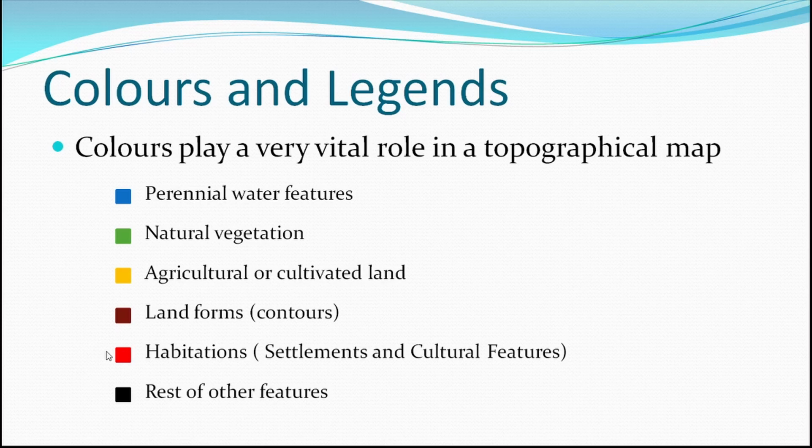Red, if you see something in red, then it talks about the habitations. That means the settlements, the houses, the temples, the monuments, your roads, cart tracks or the metal road, all these are shown in red. Then if you see something in black, it's the rest of the other features, like triangulated height or post office, or the boundaries, all these are shown in black.